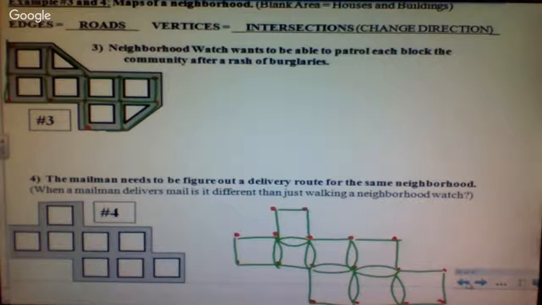How come you don't go up and down the edge of the outside streets? Because your houses are along the block here. Oh, so you only need to go up one side of the edges.